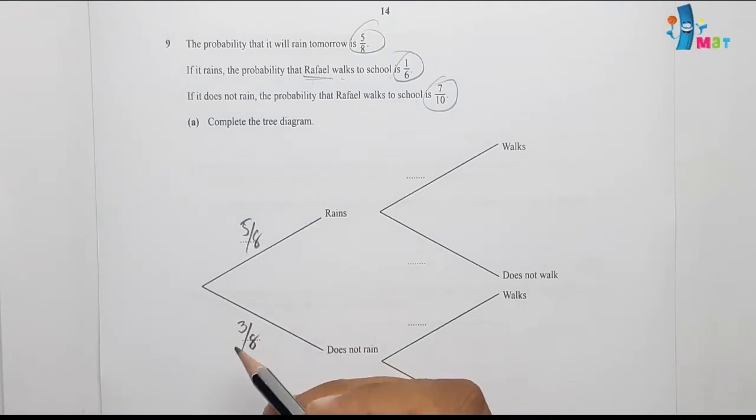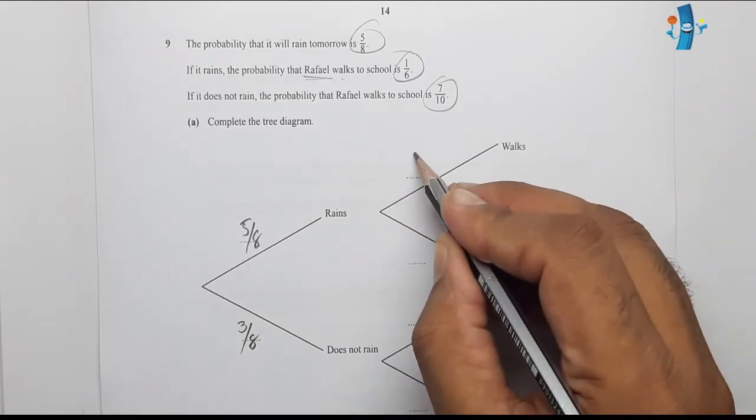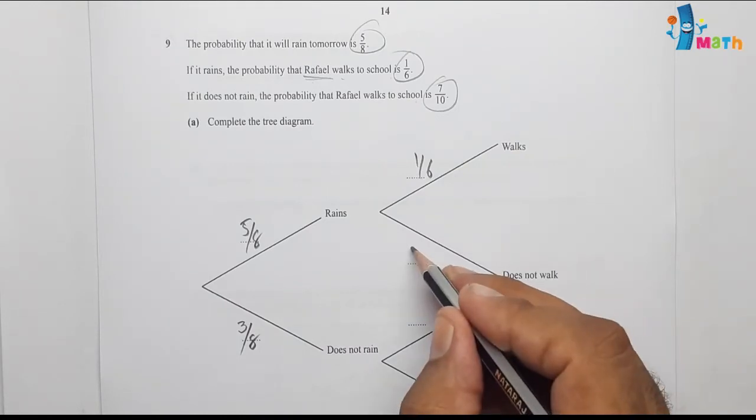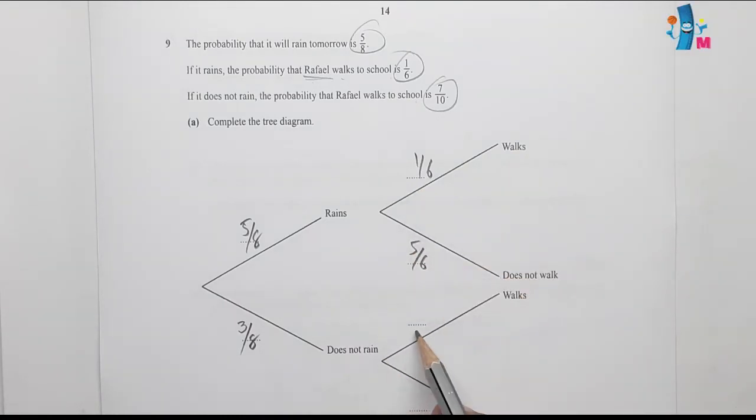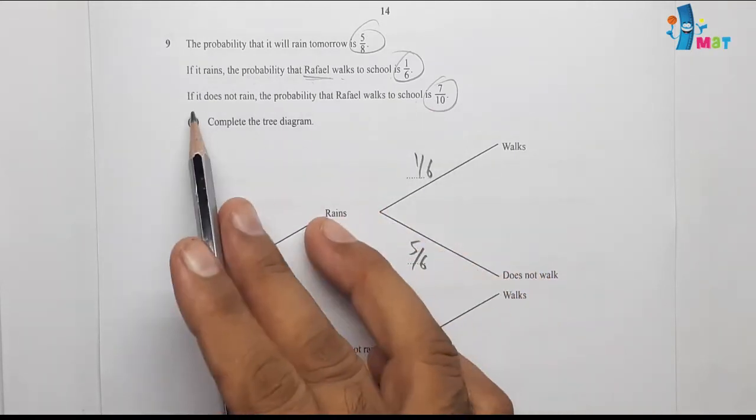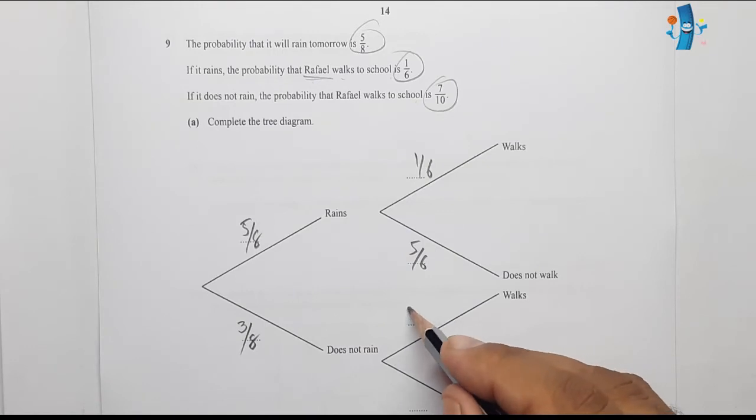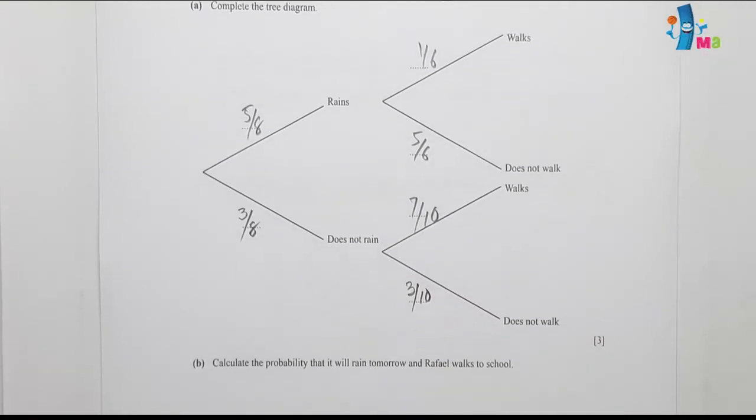Remaining will be not rain. And walk to school will be 1 by 6. So does not walk to school will be 5 by 6, the remaining 5 by 6. Similarly, this one does not rain, and the probability of walk to school is 7 by 10. So remaining will be 3 by 10, which is here. So we can fill this one.